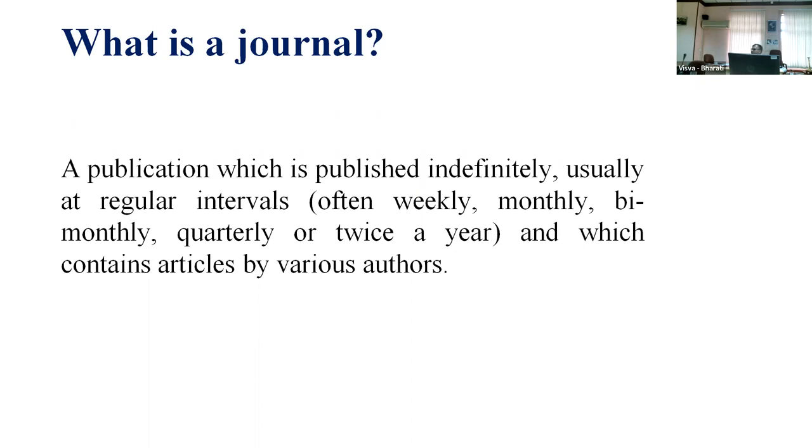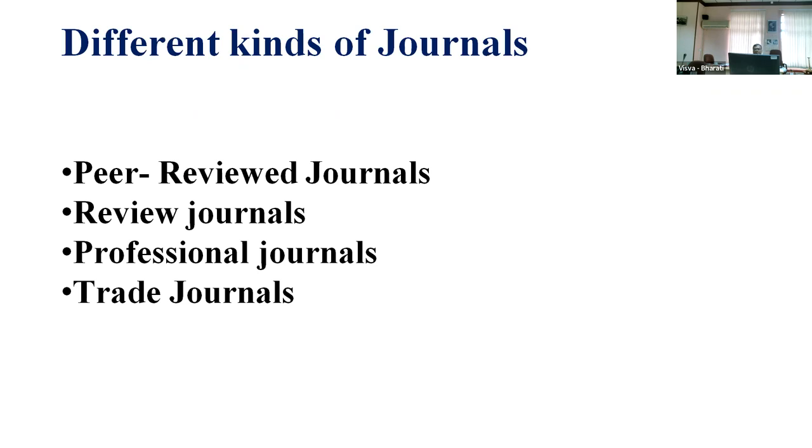at a glance, we can say a journal is a publication which is published usually at regular intervals. Each journal has its own frequency, maybe either weekly, monthly, bi-monthly, quarterly, even twice a year. And which contains articles by various authors. And what are the different kinds of journals? As you know, there is the peer review journal, review journals without having any peer editorial board, professional journal, and trade journal. Basically, these four categories of journals.